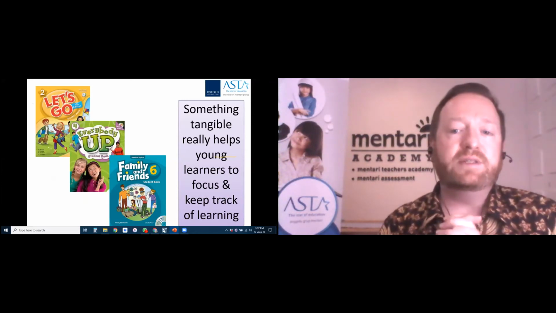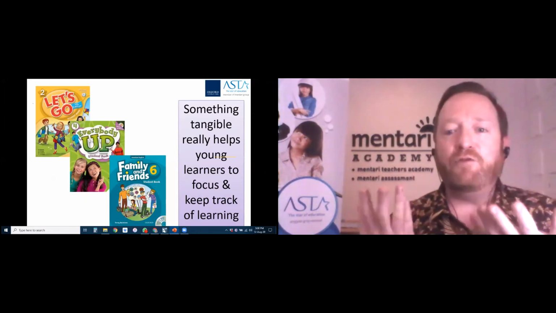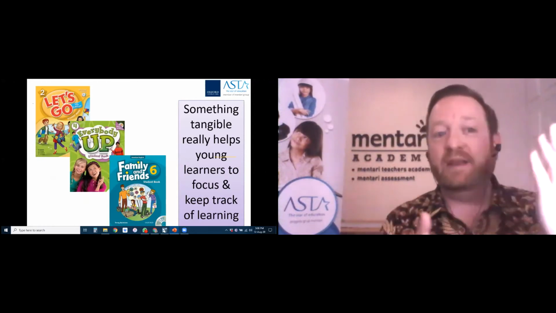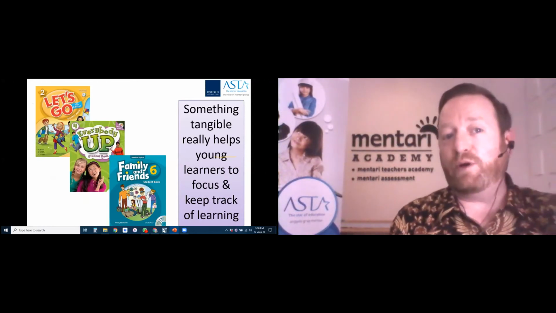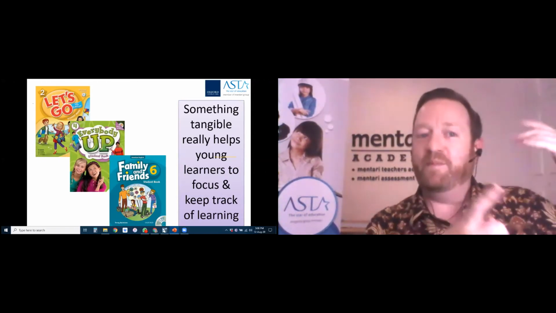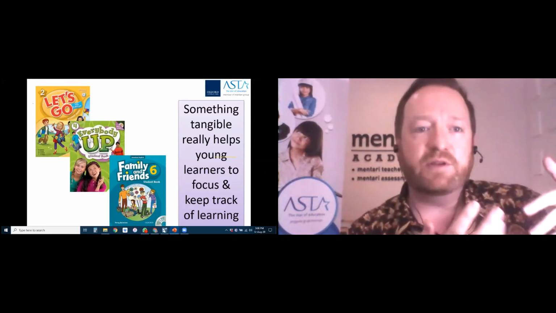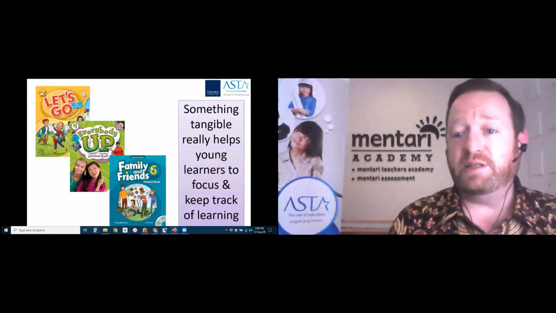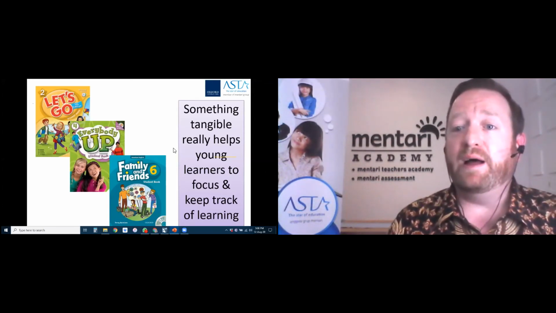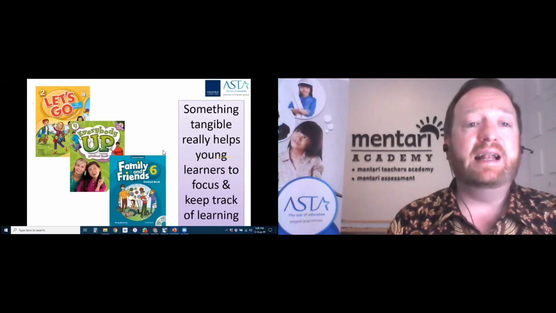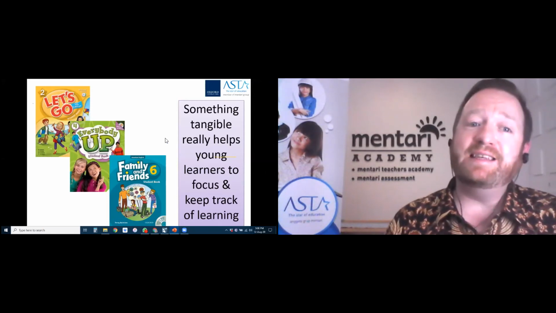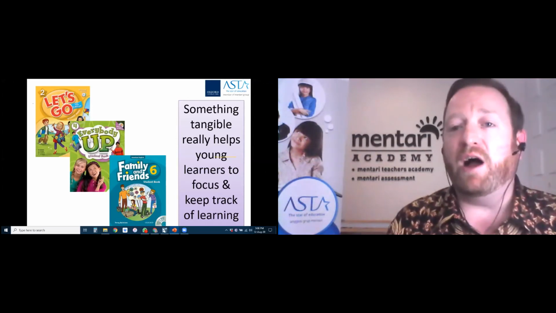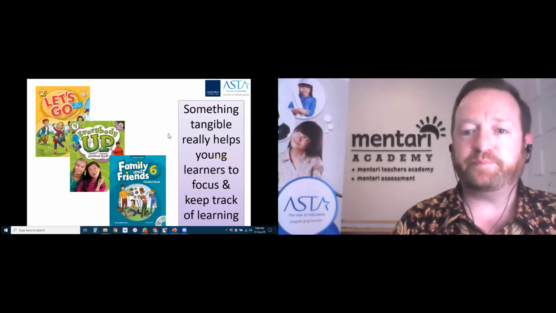There's also studies that show if we read something printed, we remember it better than if it's on a screen. A screen in our brain at this moment, we can't remember as well, perhaps just because there's so much information. So the printed book really does help young learners keep focus and keep track of learning. They already spend a lot of time with screens. It's good to break up time between the screen and the book.